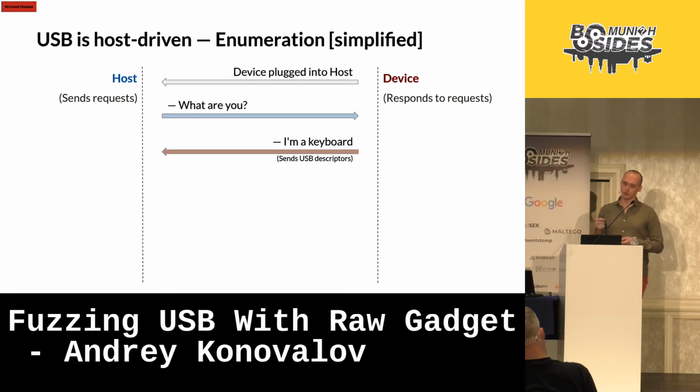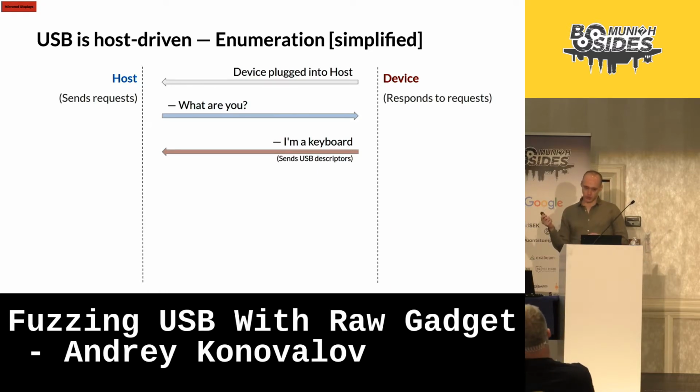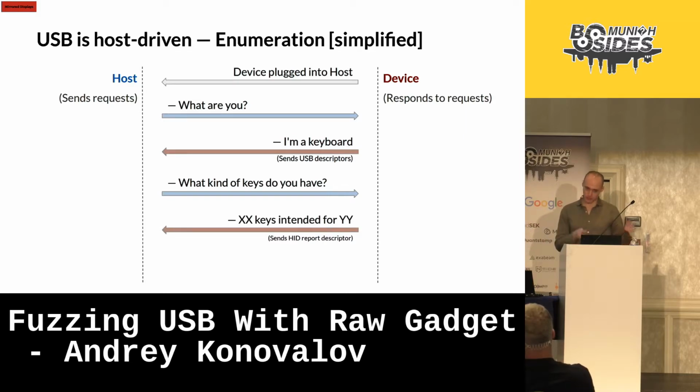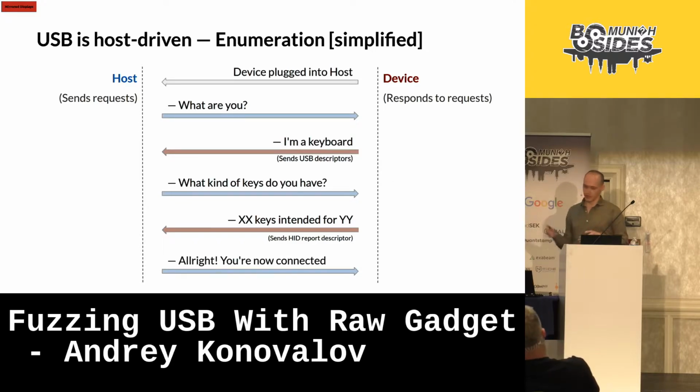These structures are called USB descriptors. These descriptors encode information about the device. So, for example, they encode the class ID, which is a keyboard, and they encode the device manufacturer and so on. And there's quite a lot of stuff. So now again, the device cannot just start communicating. Now the host knows how to handle keyboards, and now the host asks the device, like, what kind of keys do you have and what purpose do they serve? And now the device responds, I have this many keys intended for this purpose. And now the host says, all right, you're now connected. To which the device will respond, okay, this didn't fit into the slide.